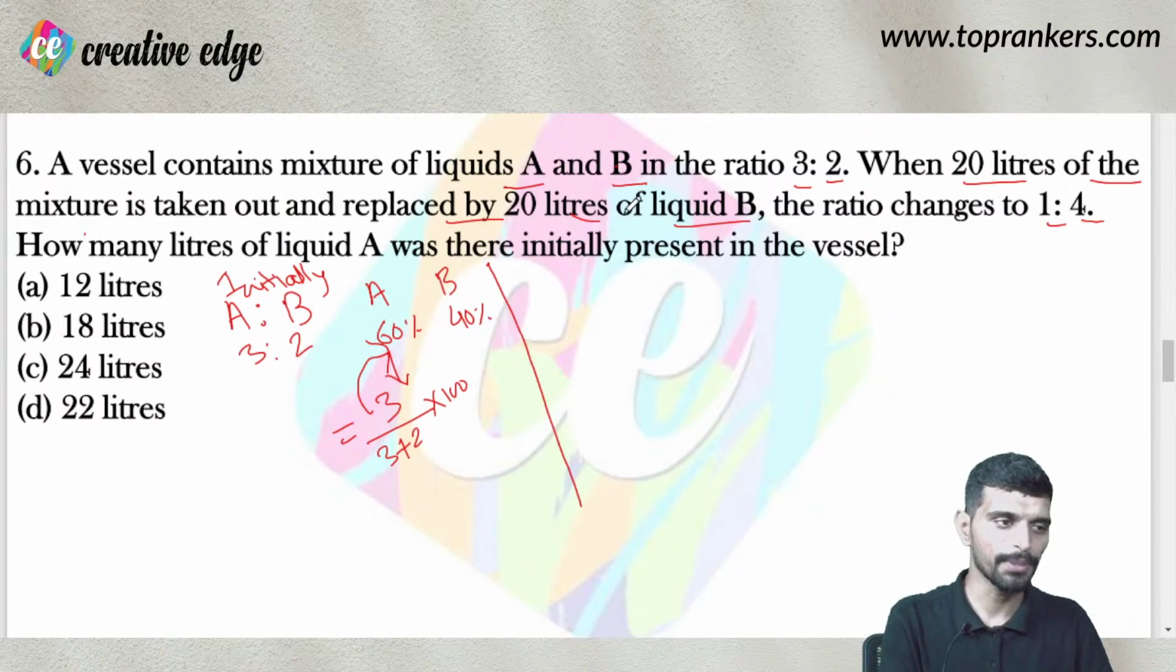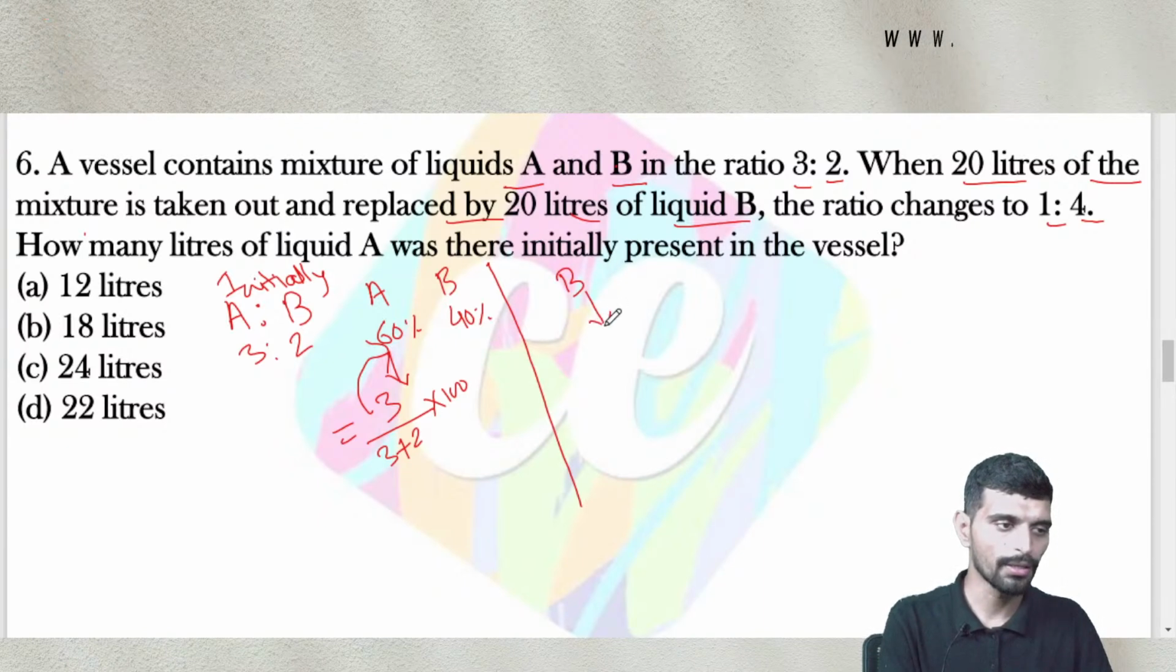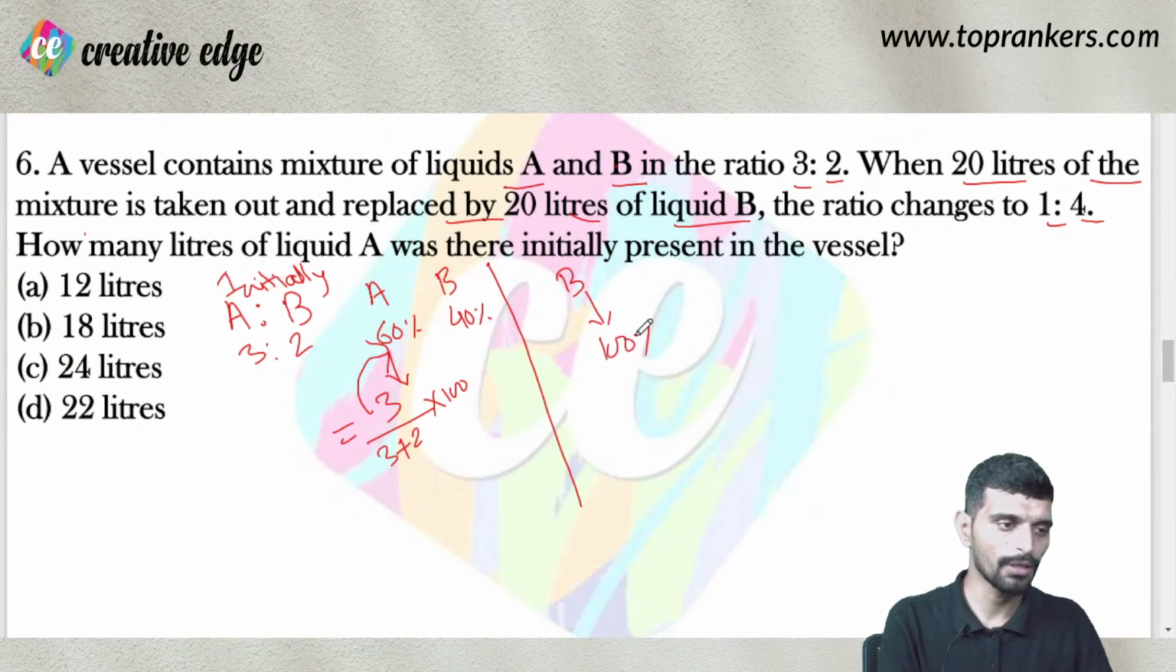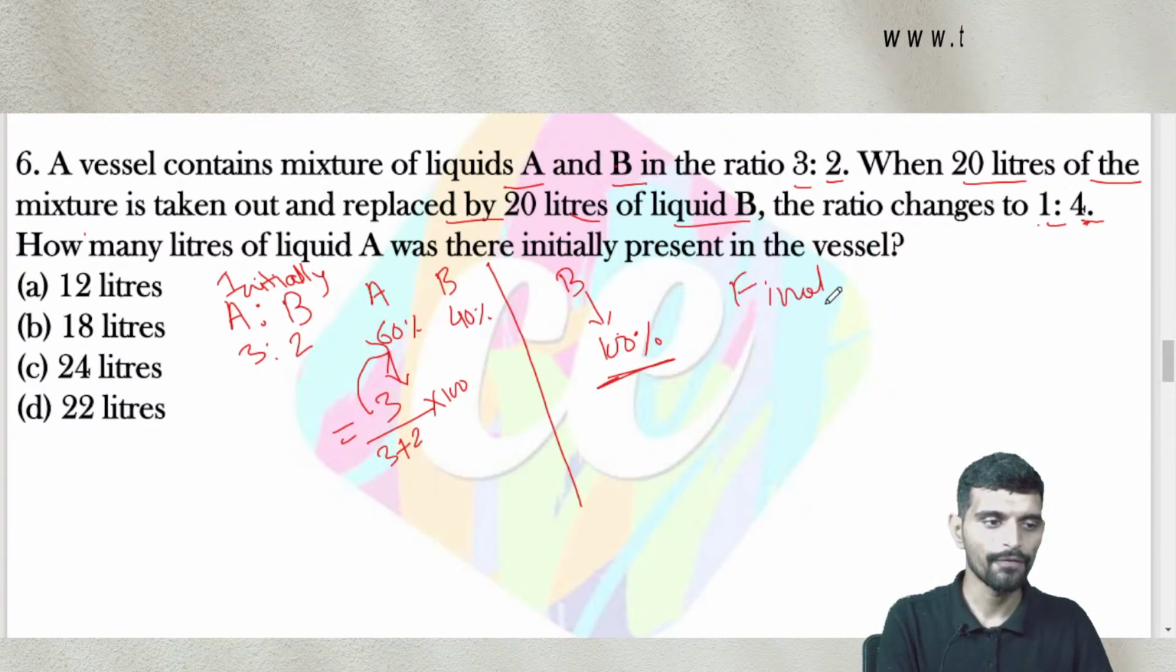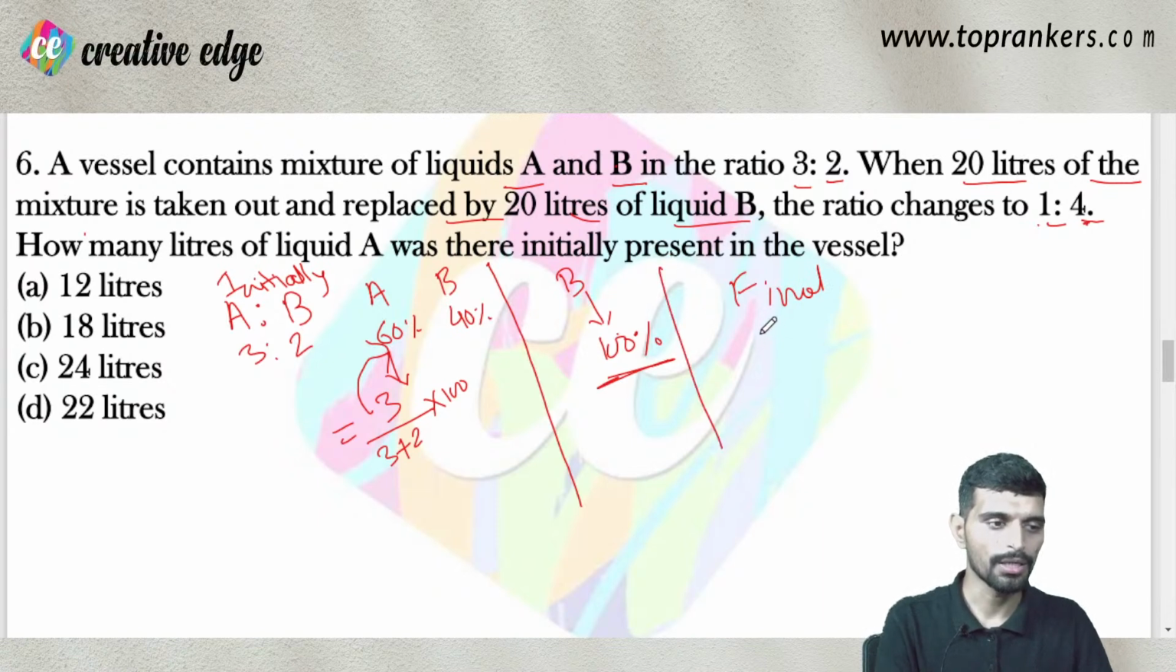And later what happens? You are mixing liquid B only. So the content of B in the added liquid is 100%. So B 40% and B 100% mix to produce 80%, 1:4. So the final resultant comes out as A:B in the ratio 1:4. That is, the content of B is 80%.